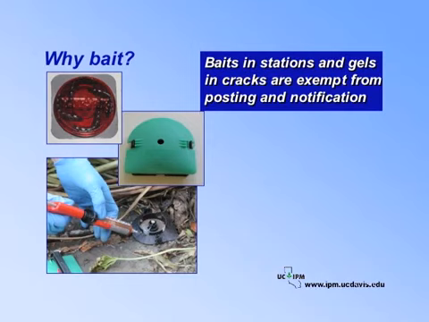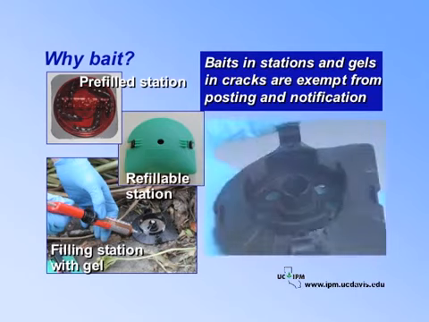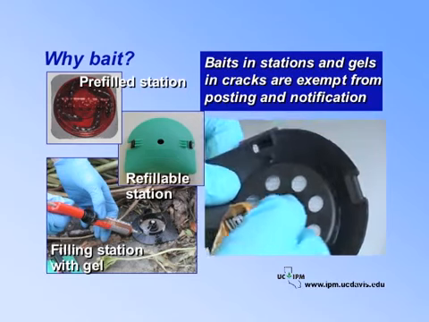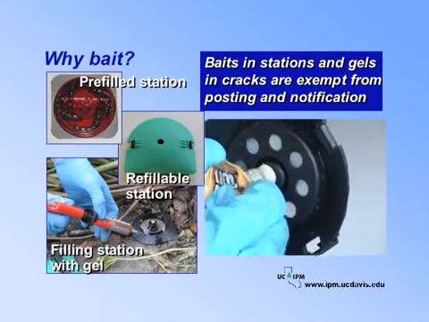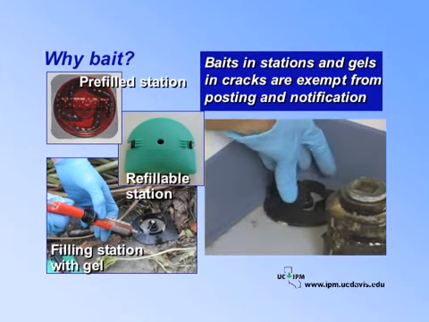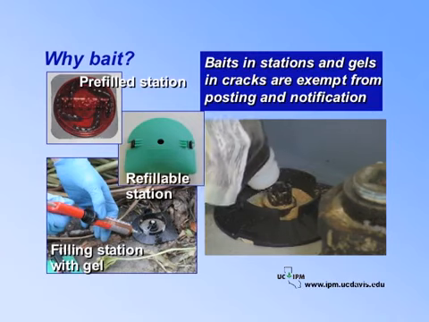Use baits in a self-contained bait station or trap. Some are pre-filled, but you can refill others with bait granules or gel. To install a refillable bait station, first place a filter in the station and then squirt a little glue on the bottom and set where roaches will find it. Fill with bait and then snap the lid in place.